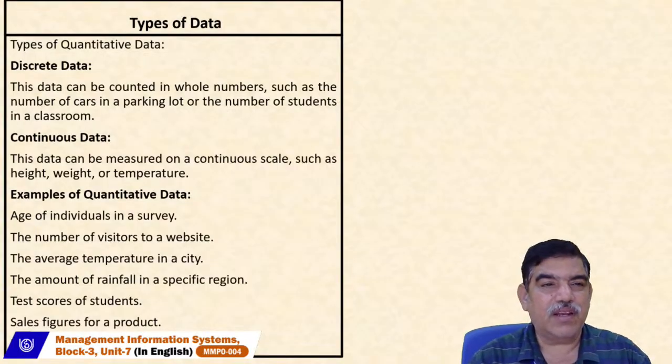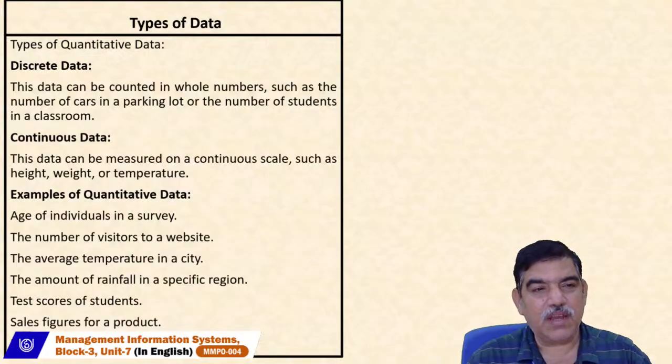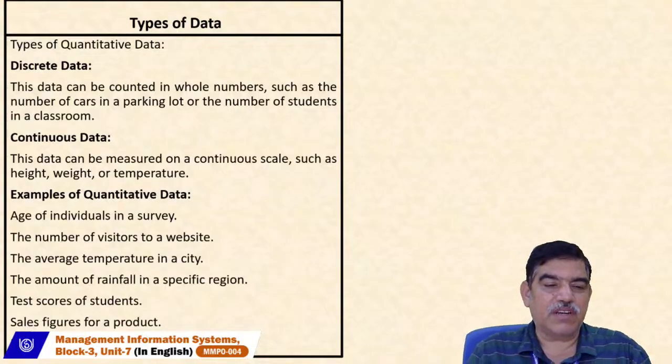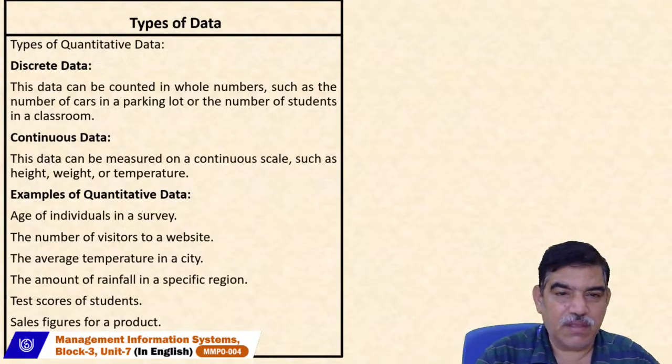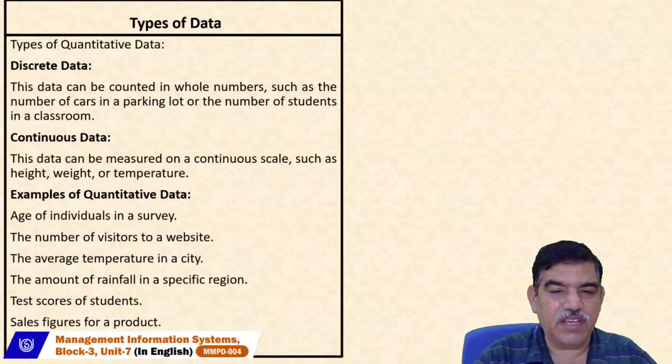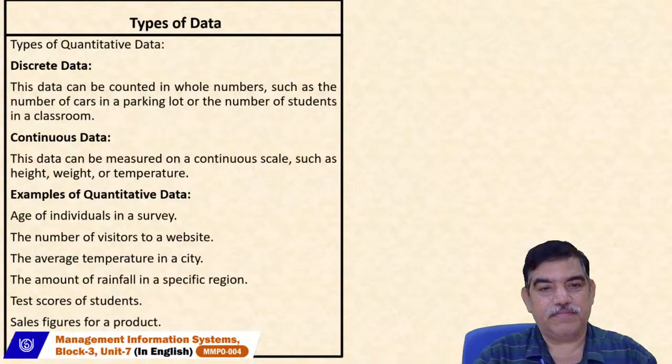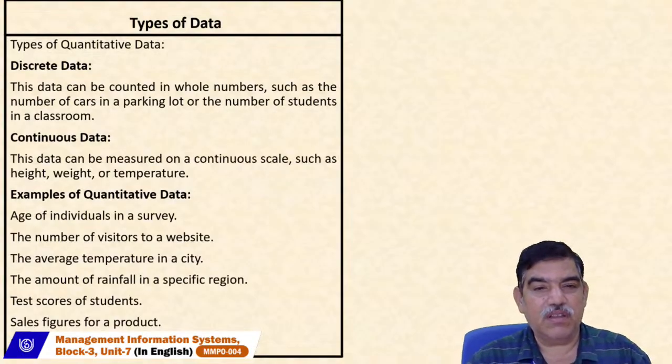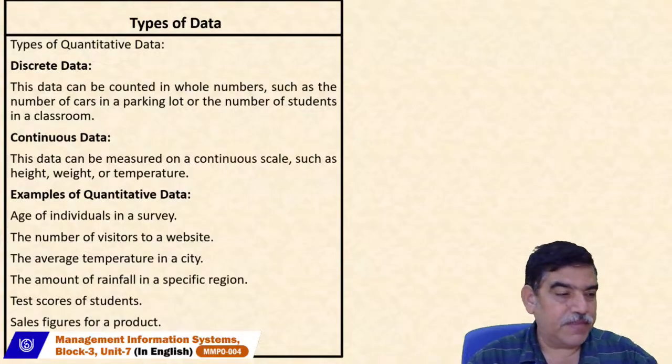Then data are of different types. Discrete data, continuous data. What is actually continuous data? What is the meaning of continuous data? Data that can be measured on a continuous scale, such as height, weight, and temperature, is known as continuous data. Then discrete data. These data can be counted in whole numbers, such as the number of cars in a parking lot or the number of students in a classroom. That is the meaning of discrete data.